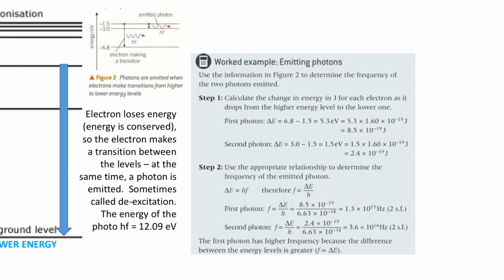We can divide that through by Planck's constant. So for the first photon, that works out at a frequency released of 1.3 times 10 to the 15 hertz. And likewise, the second one gives us 3.6 times 10 to the 14 hertz. Now you'll note that the first photon has a higher frequency, and that's because the energy levels are greater. They're directly proportional to each other. So the bigger the energy change, the bigger the frequency of the light that gets emitted.